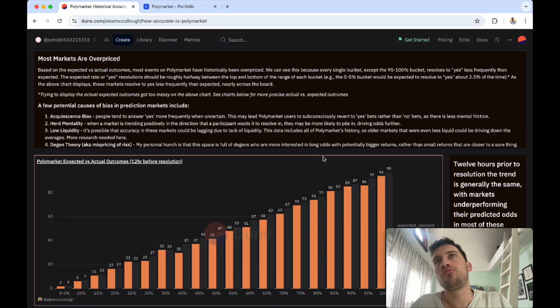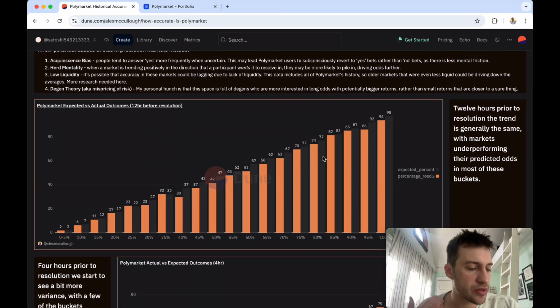Guys, most markets are overpriced. That's the thesis that he is making here, and I want to show you just how you can take advantage of this. He gives four biases for why that might be the case. I think a lot of it has to do with herd mentality and positive feedback loops. If you look up what a positive feedback loop is, that will make sense. But let's go look at these buckets, and I'll explain them to you so we can all understand.